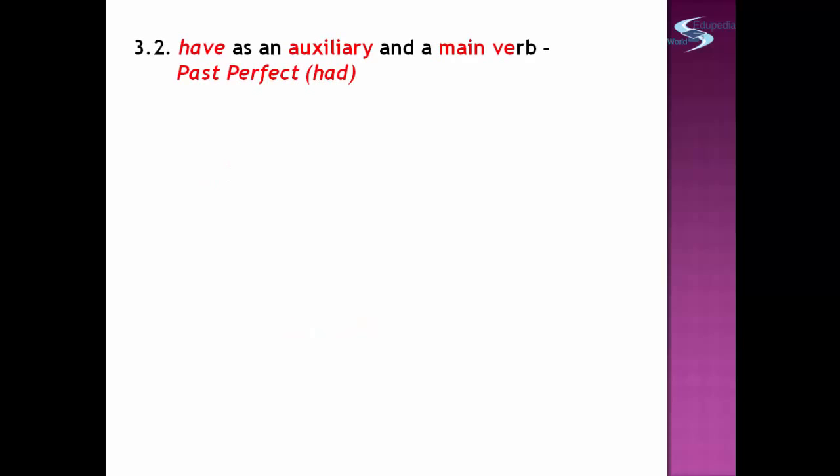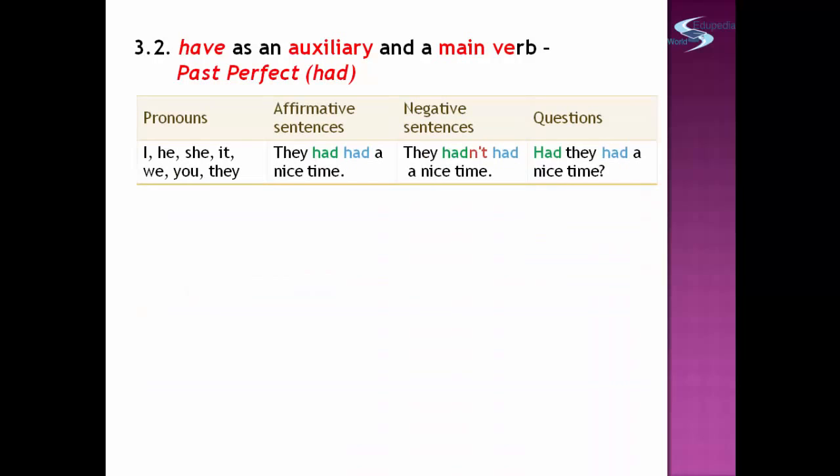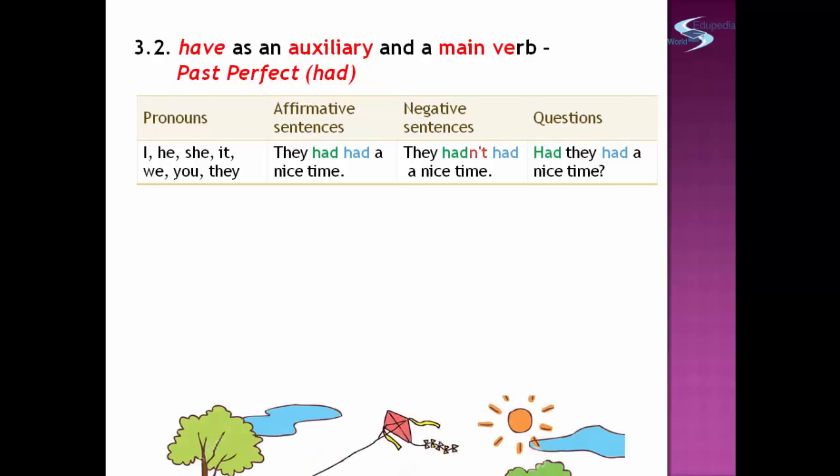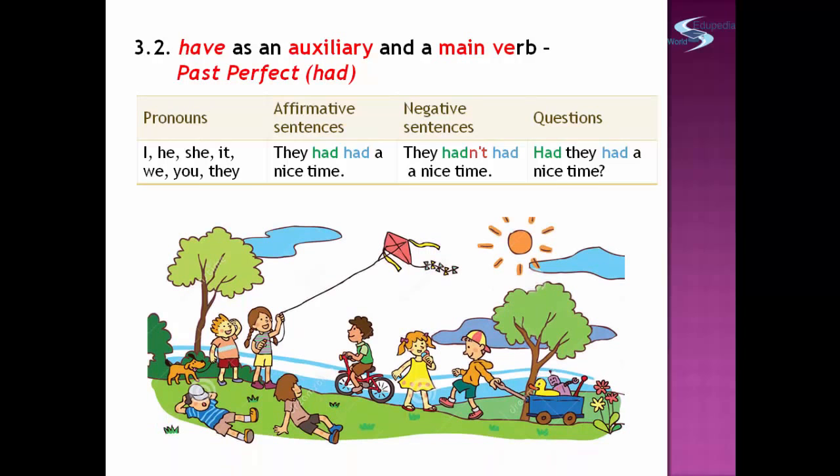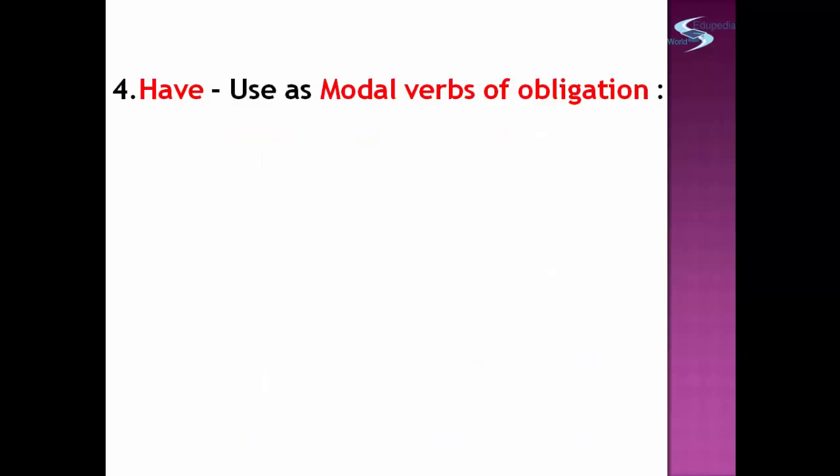3.2. Have as an auxiliary and a main verb in the past perfect. Remember, it would use had. Pronouns I, he, she, it, we, you, they. We have an example in the affirmative sentence: they had had a nice time. In the negative sentence: they hadn't had a nice time. In the question form: had they had a nice time? For sure they had.